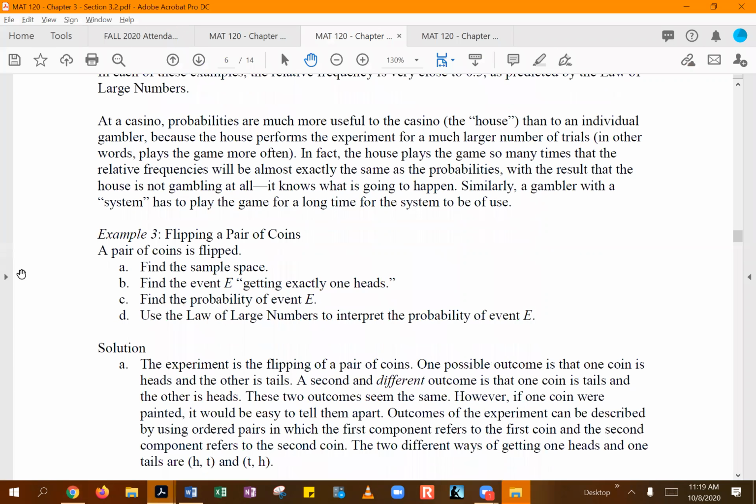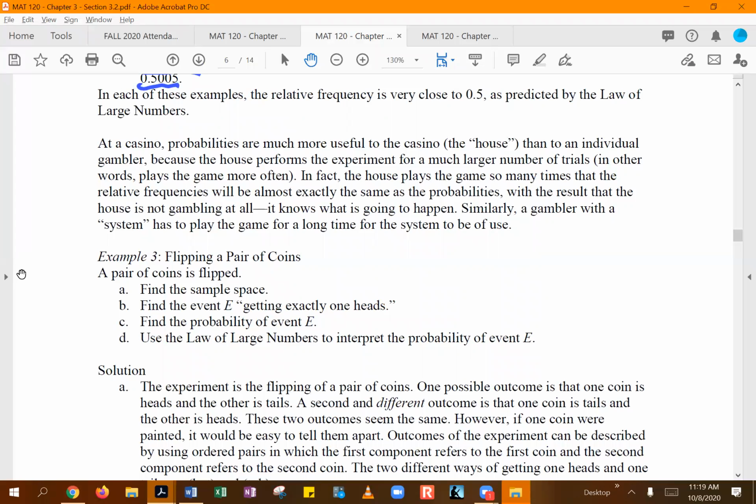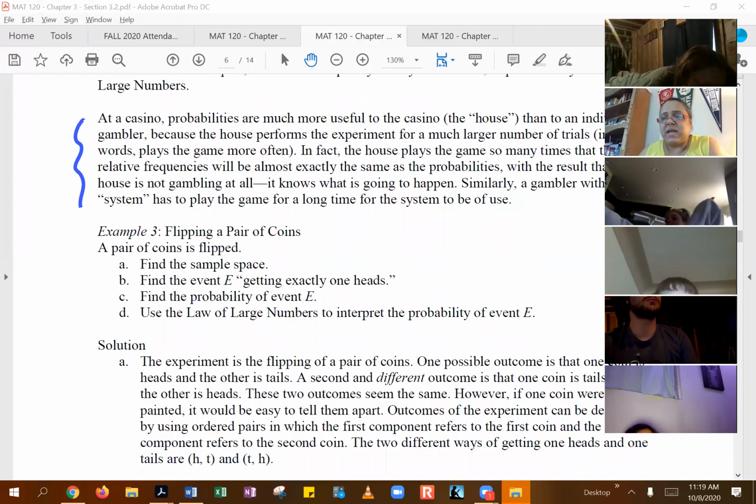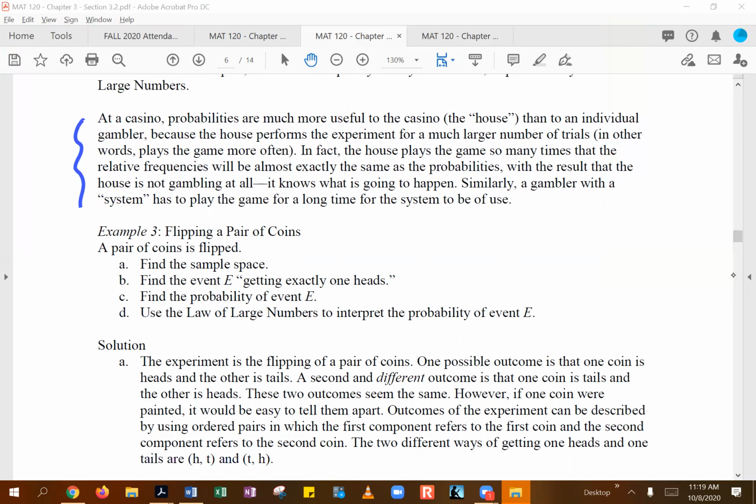Alrighty, so remember how we were talking about the house odds and that kind of thing. So let's take a look at this one over here. The idea is the house always wins. That is something you will always hear about gambling at casinos or any other kind of legal gambling that's out there. They're talking about how probabilities are much more useful to the casino than they would be to an individual person, because obviously the casinos are in the business of making money. They don't want to lose a whole lot of money.